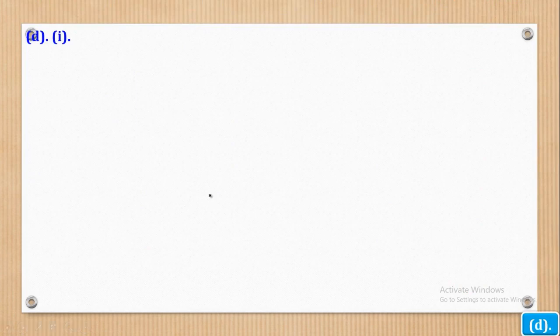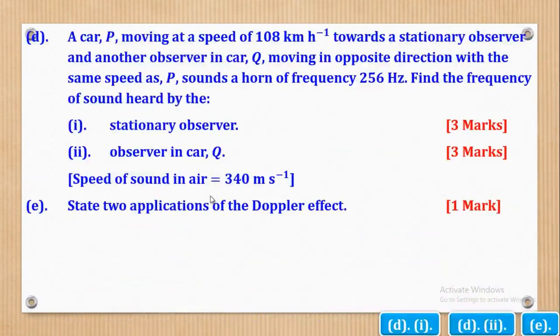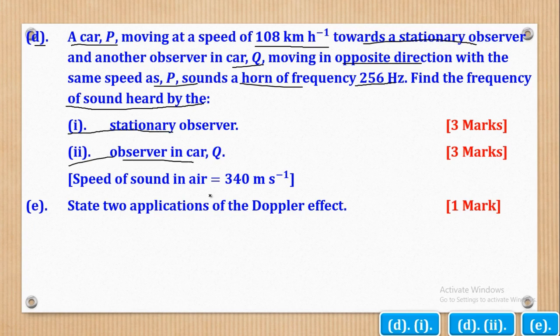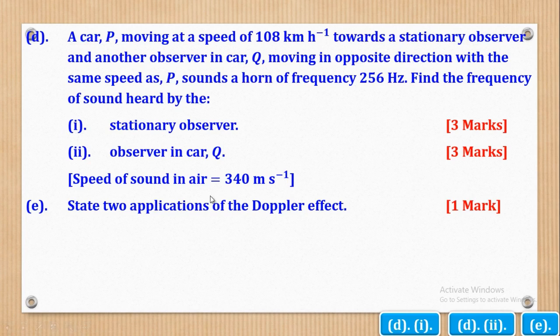So now we shall go to part D, Roman 1. Part D says that a car P moving at a speed of 108 km per hour towards a stationary observer, and another observer in car Q moving in the opposite direction with the same speed as P, sounds a horn of frequency 256 Hz. Find the frequency of sound heard by Roman 1, the stationary observer, and Roman 2, the observer in car Q, where the speed of sound in air is 340 meters per second. So let's start with Roman 1.